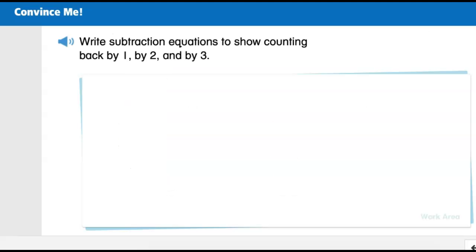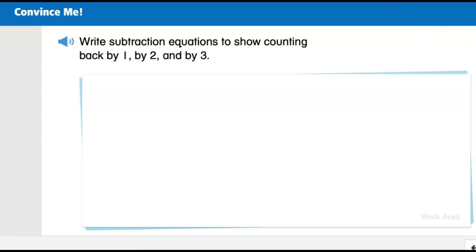Now for our Convince Me section on our workbook, page 78. Our Convince Me says, write subtraction equations to show counting back by 1, by 2, by 3. So what this means is, when it wants us to show equations by counting back by 1, that means that our number will be subtracted by 1. And same for back by 2, that means our number is going to be subtracted by 2, and then by 3.